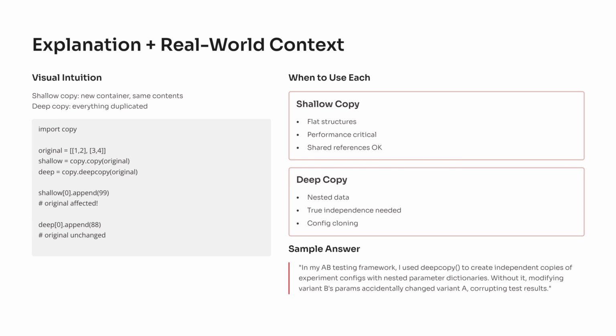Both experiments were running the same setup. After that, we switched to deepcopy, which created truly independent versions of each config. That small change prevented the overlap, gave us clean results, and saved hours of debugging time.